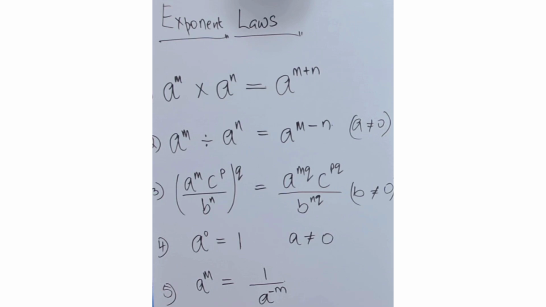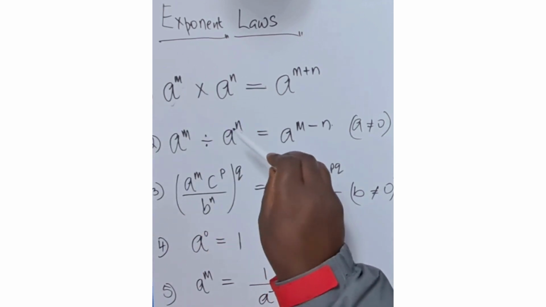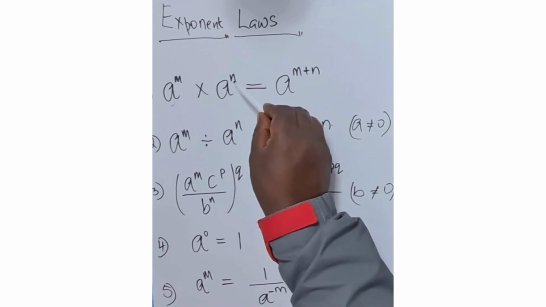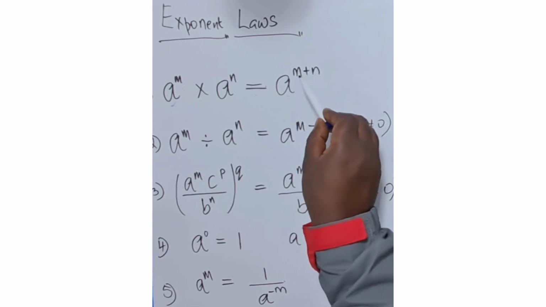As I said before, we're going to go through the laws of exponents, or exponent laws. There are about 5 laws that you have to understand and have at your fingertips when you're solving sums that involve exponents. So the first law, as you see here, says a to the power m multiplied by a to the power n equals a to the power m plus n.